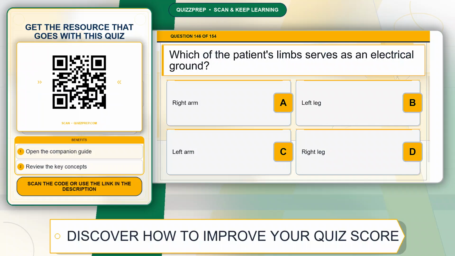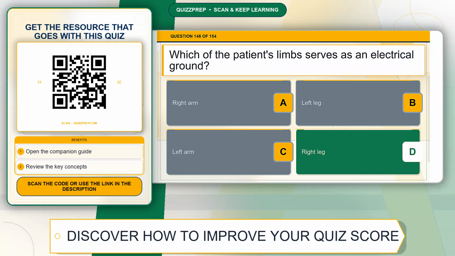Question 146. Which of the patient's limbs serves as an electrical ground? Option A, right arm. Option B, left leg. Option C, left arm. Option D, right leg. The correct answer is option D, right leg.